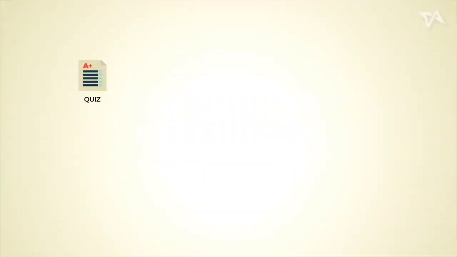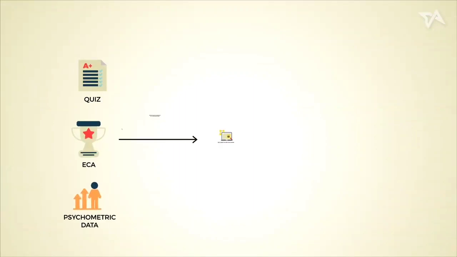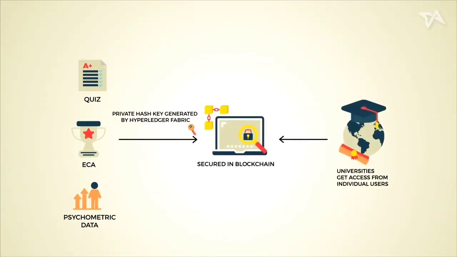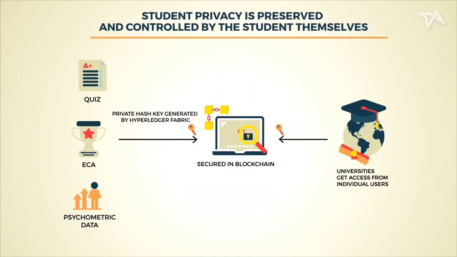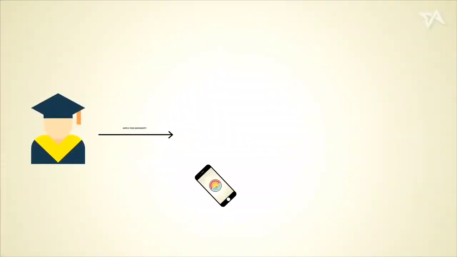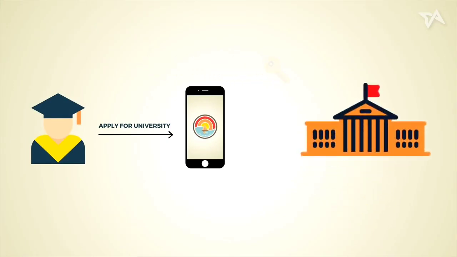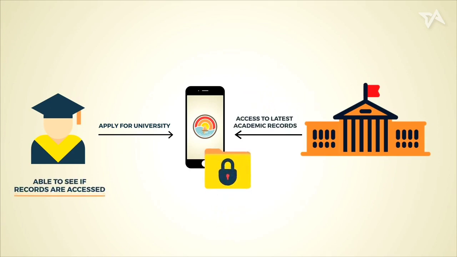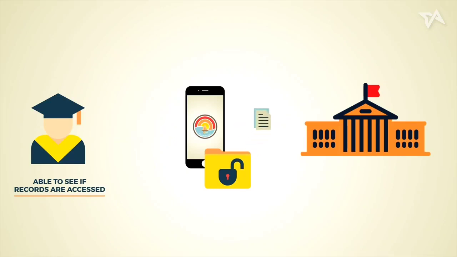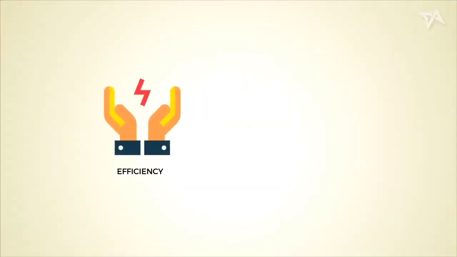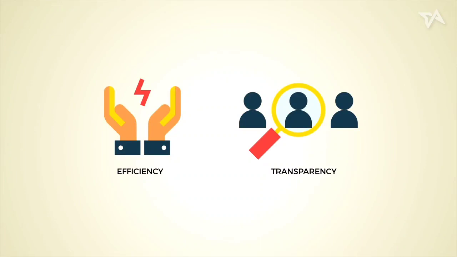With Hyperledger Fabric, each student record is secured with a private hash key owned by the student. The data can only be accessed when the students provide the unique key. This means student privacy is preserved and controlled by the student themselves. For example, when students apply to university via OPED's platform, they will provide the unique key of their records to the university. With that, the university will be able to access their latest academic records. Students will also be able to see if their records have been unlocked or at least considered for application. This boosts efficiency and transparency compared to traditional methods.